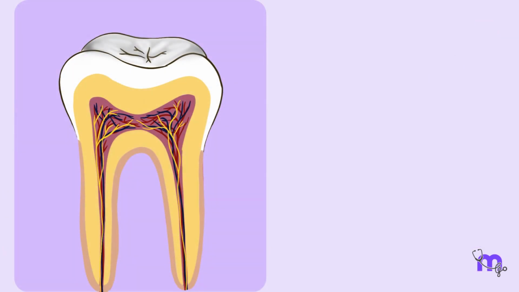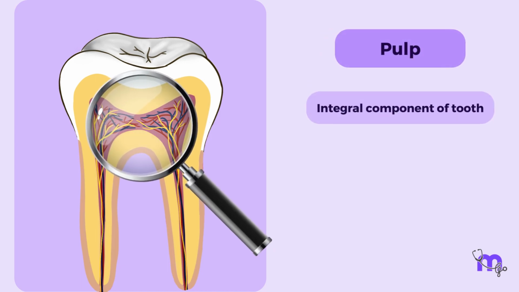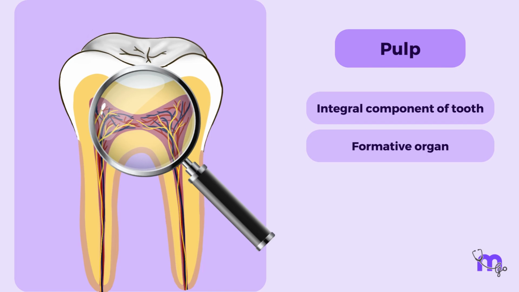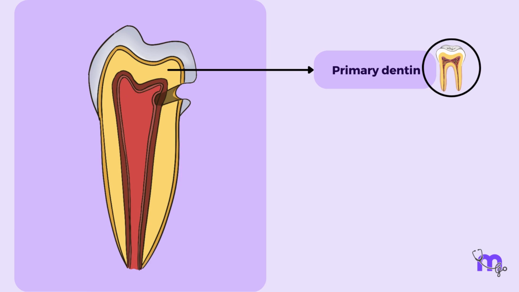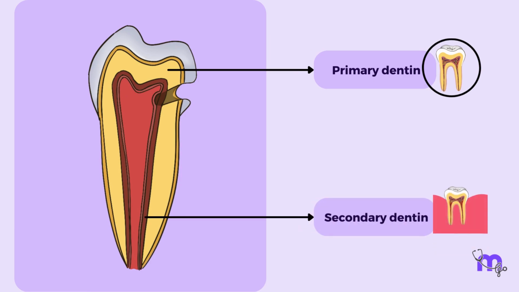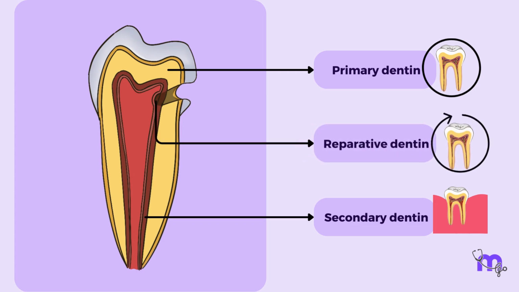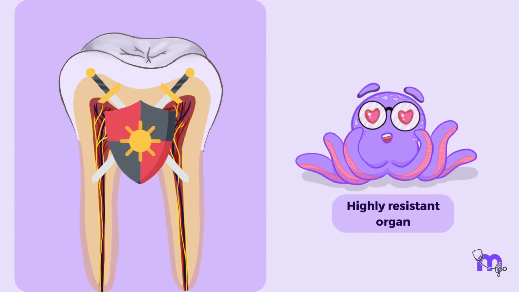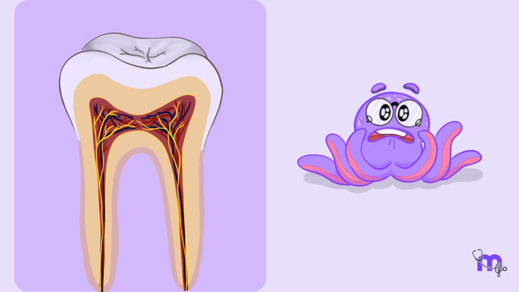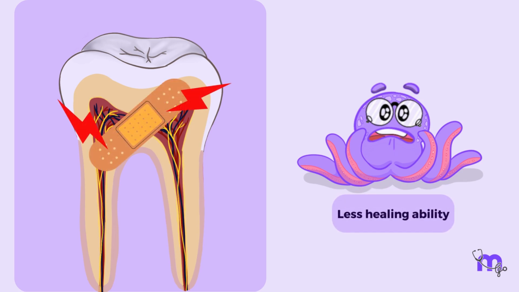As we are aware from our extensive oral histology lectures, the pulp is an integral part of the tooth as it is a formative organ. It helps in building the primary dentin during tooth development, secondary dentin after eruption, and also in the formation of reparative dentin. As much as it is considered a highly resistant organ, it has little resistance or healing ability.